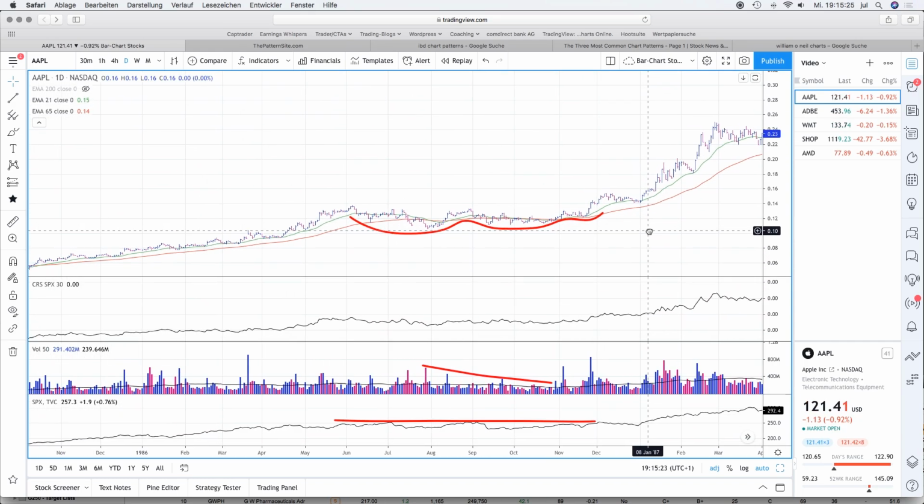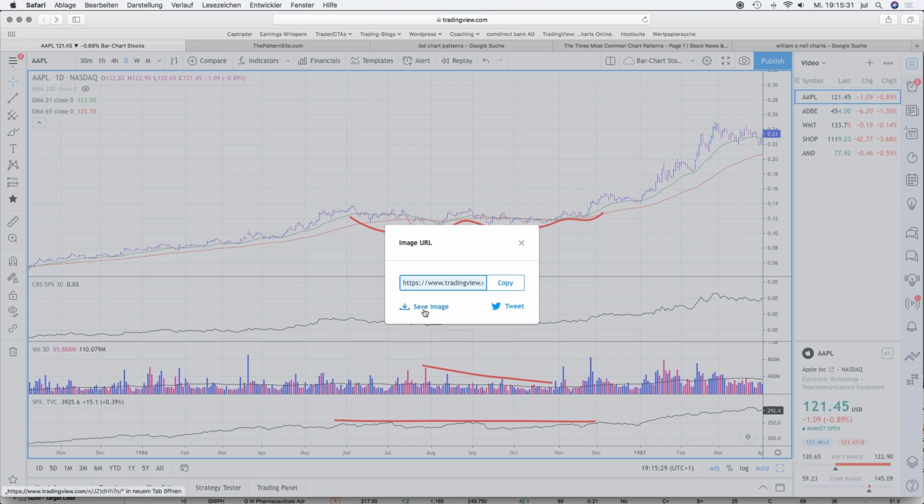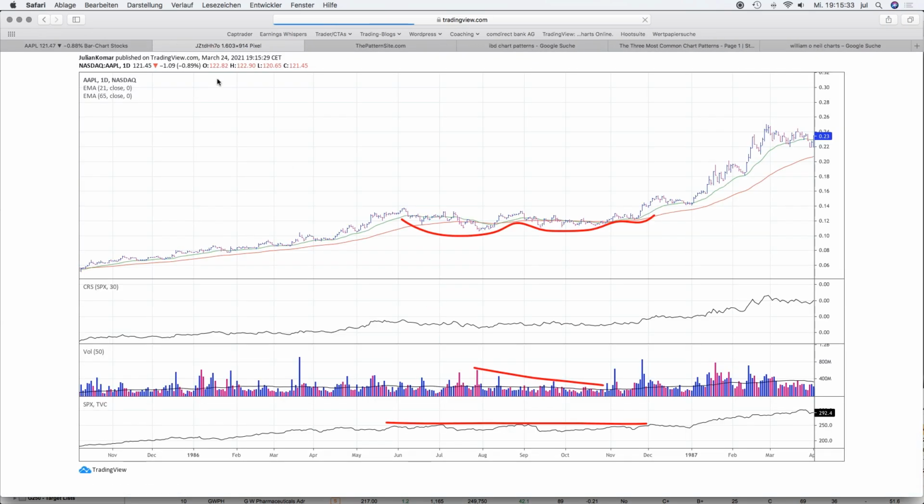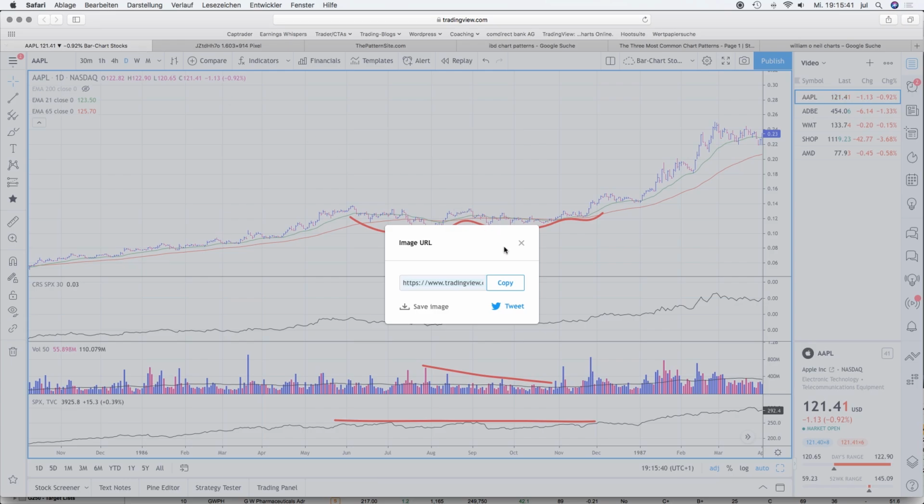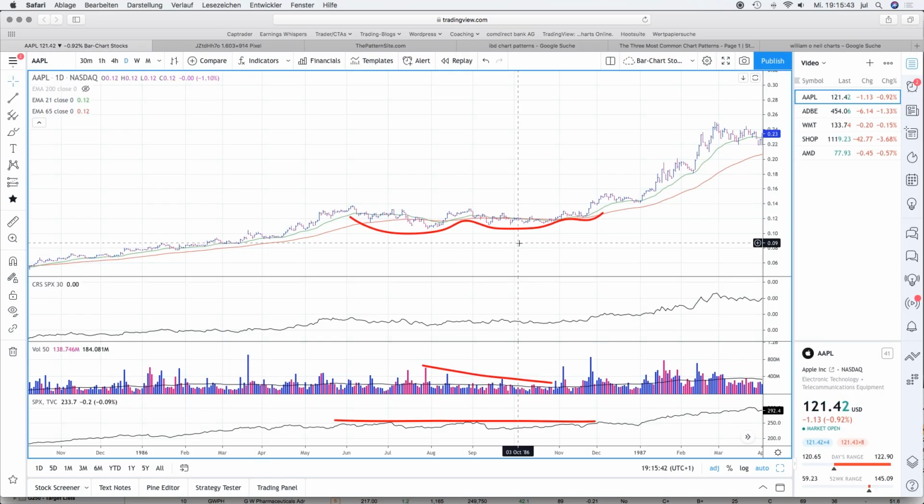And you can also take screenshots. For example, here's a screenshot functionality. Take a snapshot, and you can click on that, and then a new image is created. You can copy the image, you can print that out, etc. And this is really how I learned to spot those patterns, and how I learned so much about stocks.